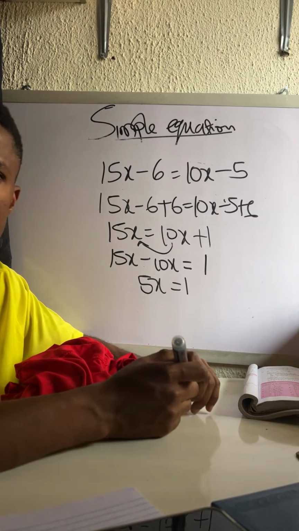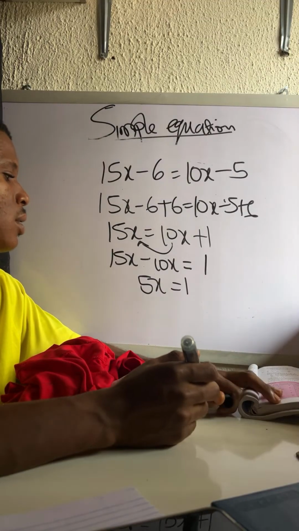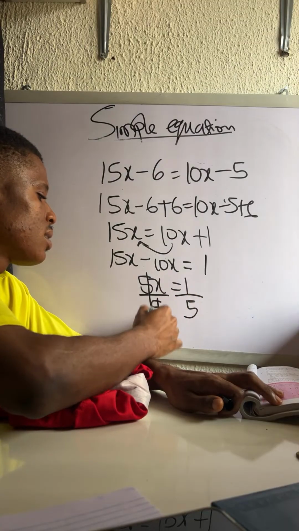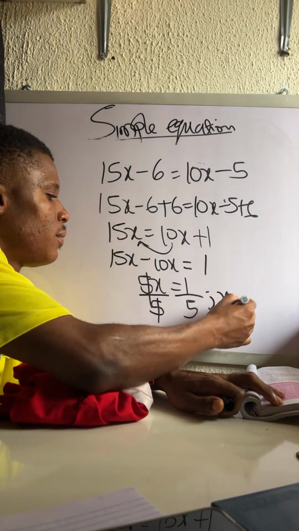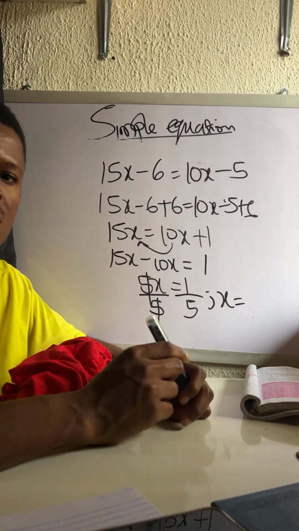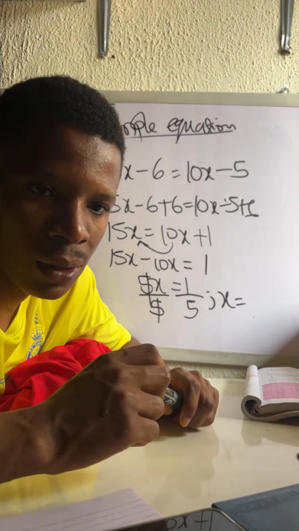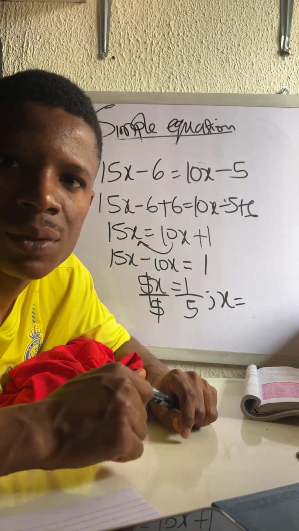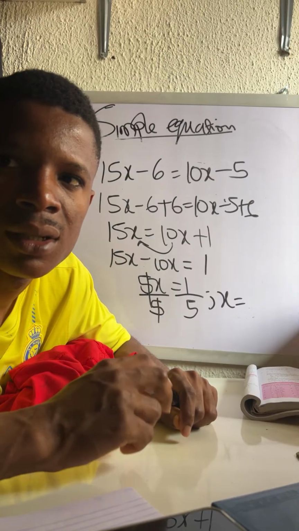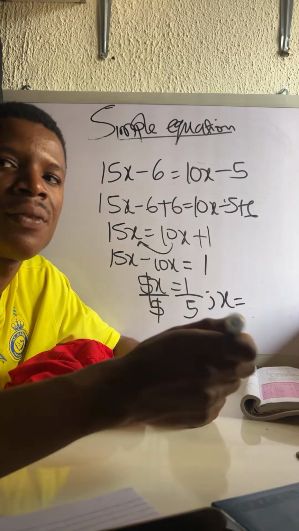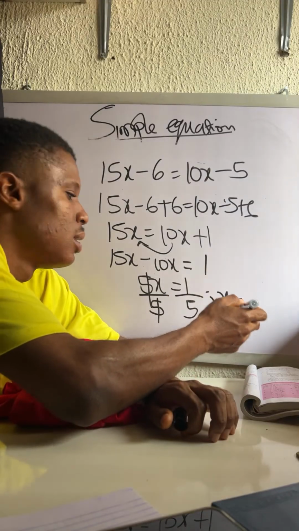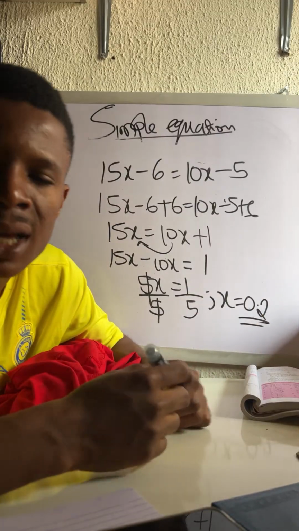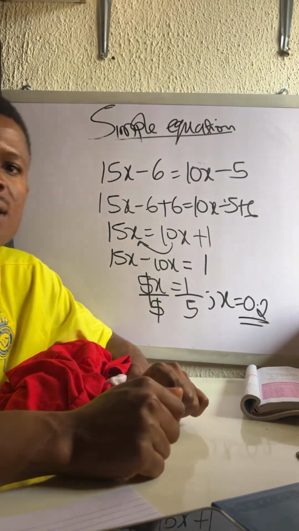Okay, thank you, Legend. You have 1. So if you divide by 5 and divide by 5, what's the value of 1 over 5? 1 over 5 is what in decimal? Legend, 1 over 5 is what in decimal? It is 0.2. Okay? So the value for x is 0.2. That's very simple.